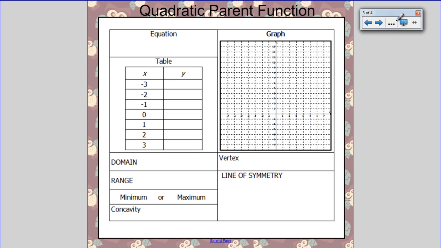So let's talk about what the quadratic parent function looks like. We have talked about one other type of parent function before today. We talked about the linear parent function. A linear parent function is y equals x, and remember it's a straight line, and it is that equation that we based everything off of. Well, quadratics have a parent function as well, and in quadratics the parent function is y equals x squared.